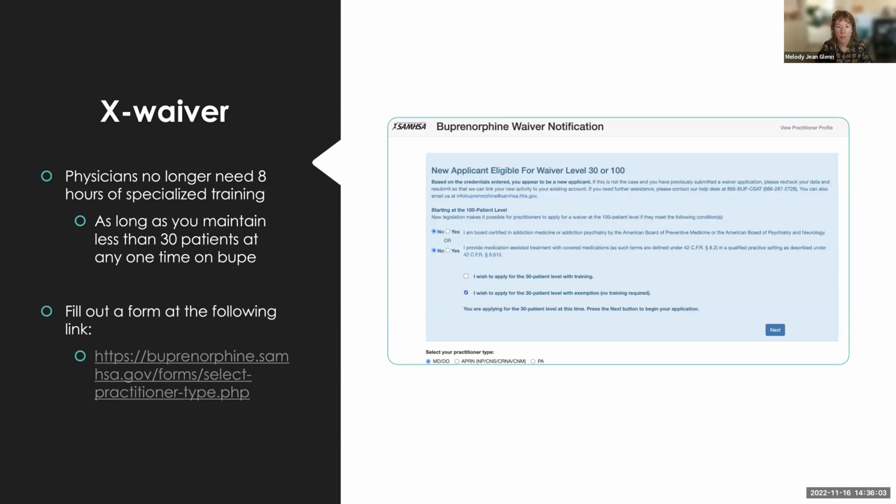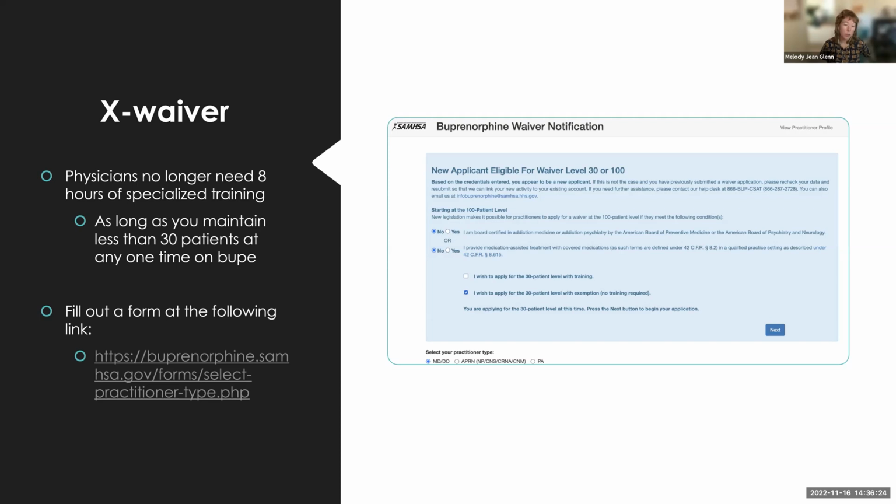So now about the subsequent doses. To prescribe buprenorphine, you still need an X-waiver. If the MAT Treatment Act passes in the next legislative session in Congress, that might change. But at this time, the X-waiver is still required. And it's very easy to get one. You no longer need those hours and hours of training that used to be required.